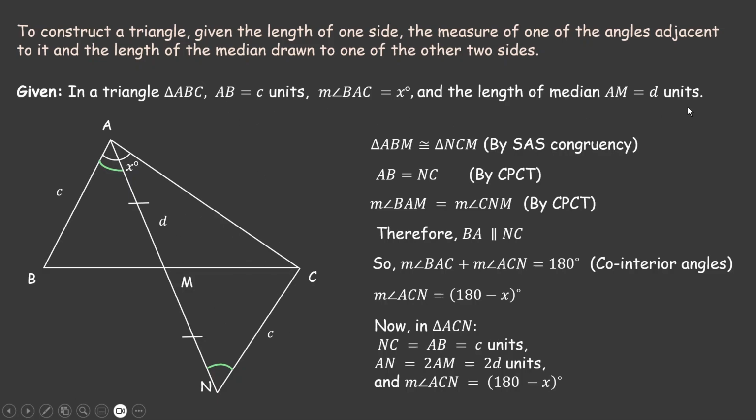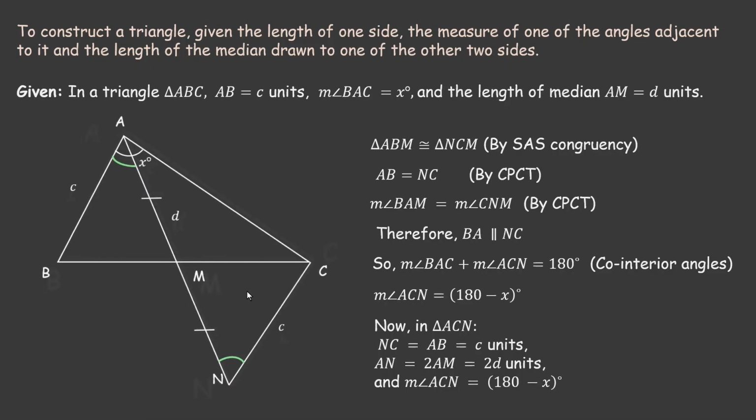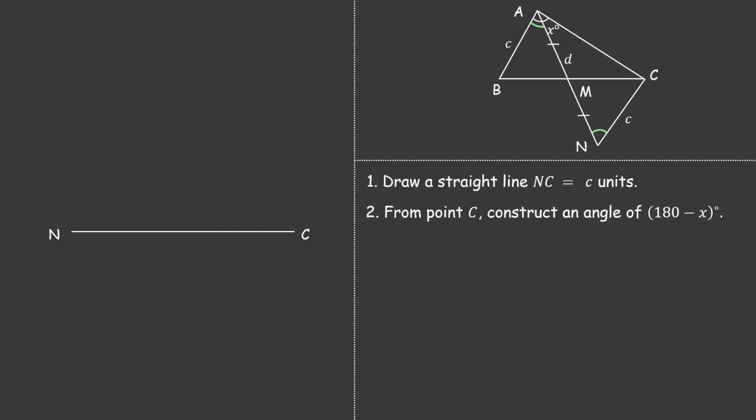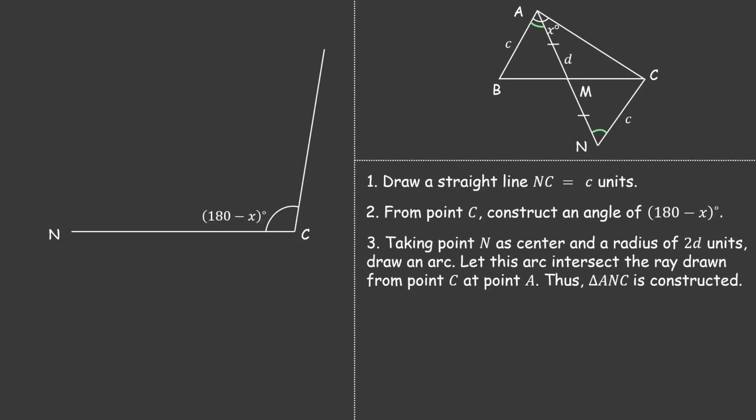These are the things given to us, right? So we can use these and construct triangle ANC. Let us do that. First of all, we'll draw a line NC, which is equal to C units. Then from C, we'll construct an angle of 180 minus X. Now, taking point N as the center and a radius of 2D units, we'll draw an arc which intersects this ray at A. So, triangle ANC is constructed.